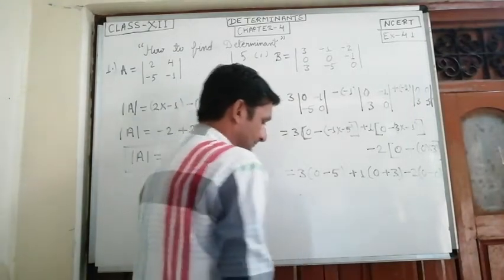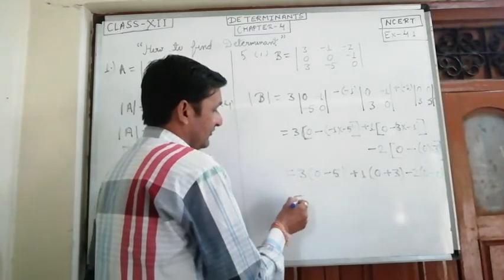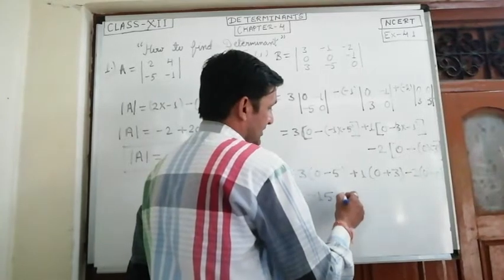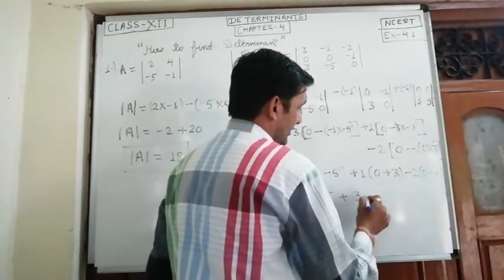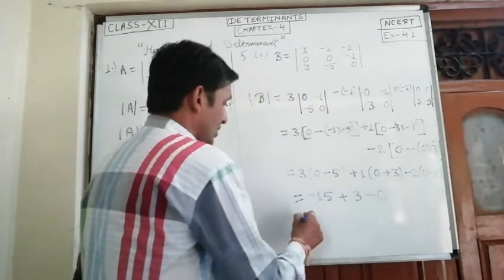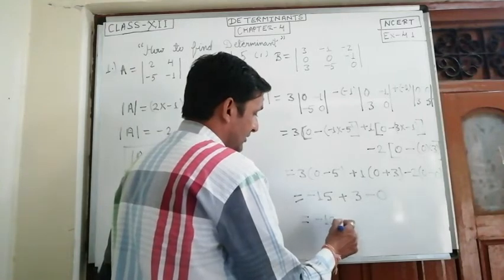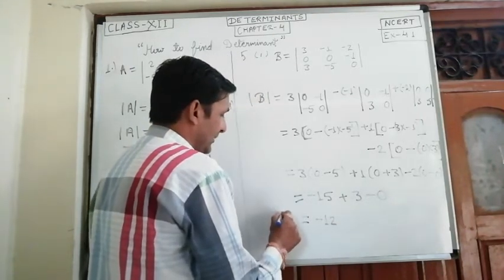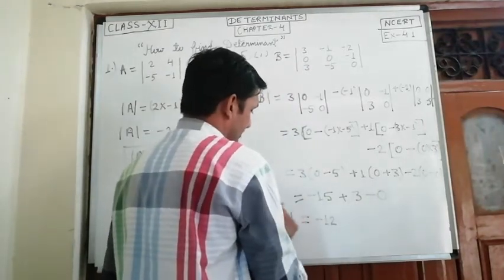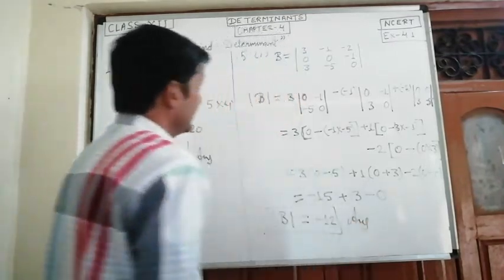So this will become 3 into minus 5, that is minus 15, plus 1 into 3, 3, minus 0, because 2 into 0 is 0. So the answer will be minus 15 plus 3, means minus 12. This is the value of determinant B, if we assign it as B. So determinant B value is this. This is the answer for the 3 by 3 determinant.